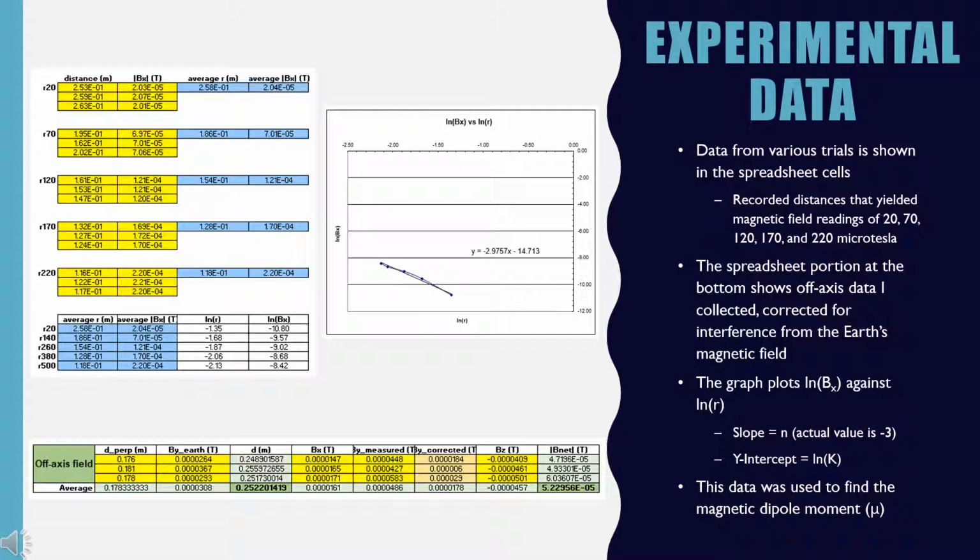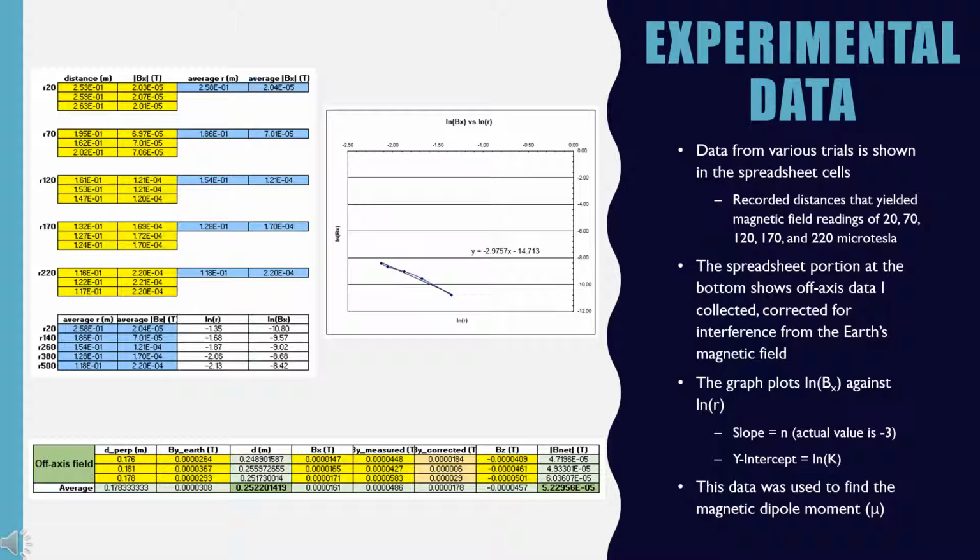The graph shown has plotted the natural log of bx versus the natural log of the distance r, and from this graph we know that the slope is our calculated n value and that the y-intercept equals the natural log of constant k. The correct value of n is known to be -3, and my observed value of -2.976 is very close to that. From these numbers we can solve for the magnetic dipole moment mu, which I'll explain more on the next slide.